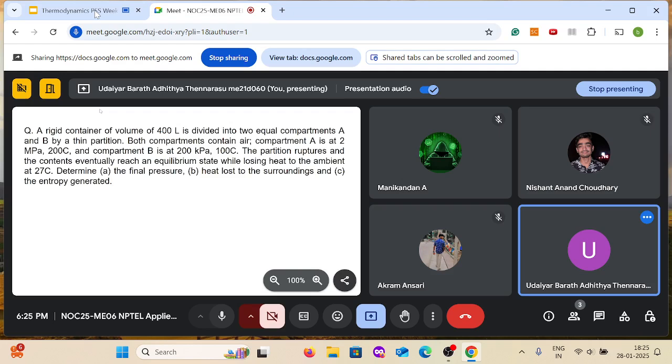The next question is, you have a rigid container, just like the previous one, with a volume of 400 liters, which is divided into two equal compartments, A and B, by a thin partition. Both compartments contain air. Compartment A is at 2 megapascal and 200 degrees Celsius, and compartment B is at 200 kilopascal and 100 degrees Celsius. The partition ruptures and the contents eventually reach an equilibrium state while losing heat to the ambient at 27 degrees Celsius. We need to find the final pressure, heat lost to the surrounding, and the entropy generated.